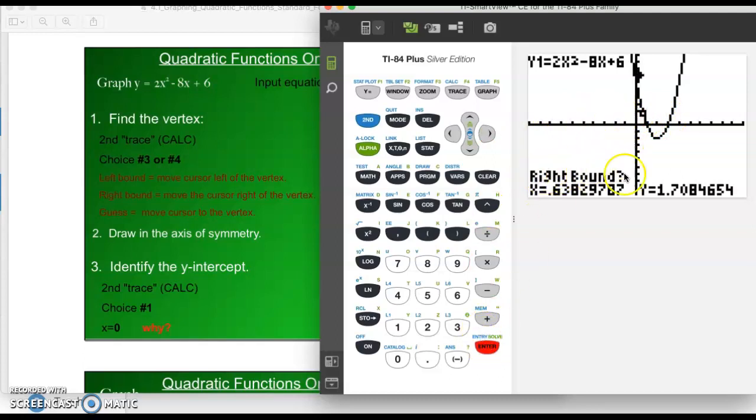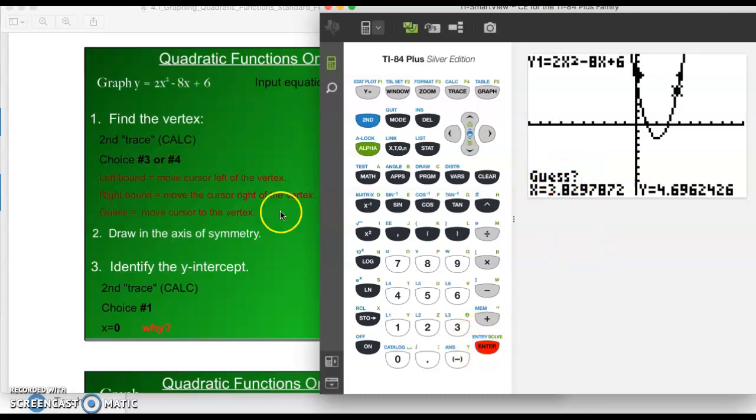And now it asks me for right bound. So right bound, move the cursor right of the vertex. So I just push the right arrow until the cursor, and I can push and hold it too, and it moves a little faster. And now it's on the right side of the vertex. When it's on the right side of the vertex, I hit enter.